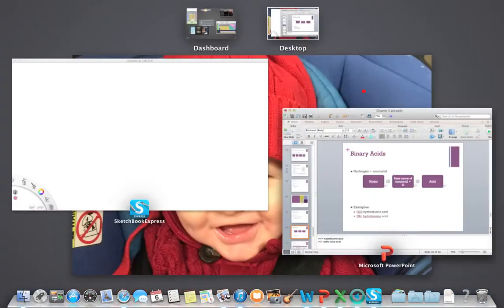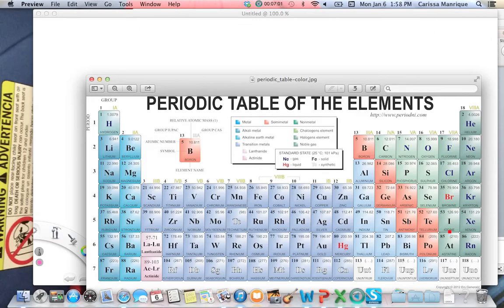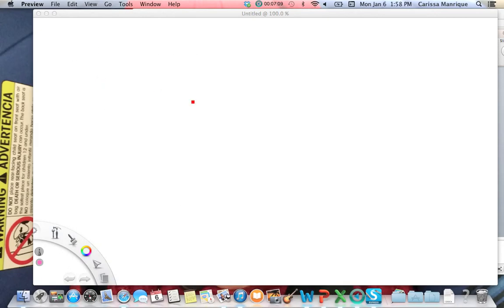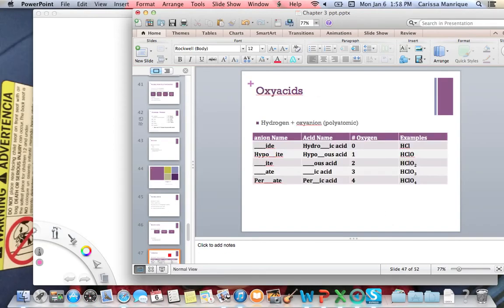Okay, so your binary acids are just going to be with your halogens. Remember group 7? Right here, group 7. So hydrofluoric, hydrochloric, hydrobromic, and hydroiodic. Those are going to be your binary acids. So that's the first way to name them. Not too bad. But then we get into the ones that are a little bit more challenging.